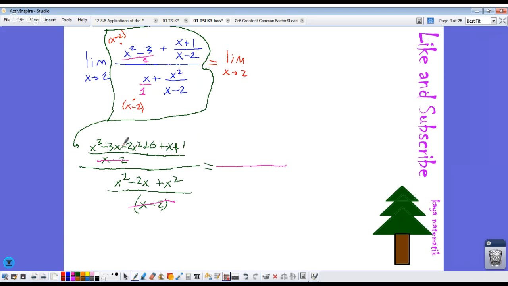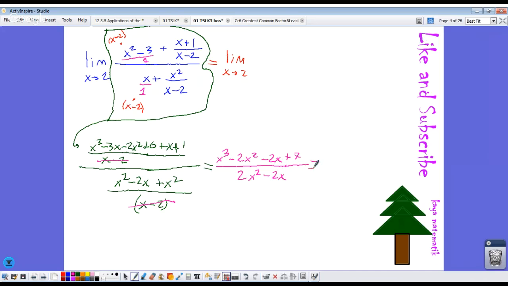So also at the same time, let's do the adding. There is x cubed minus 2x squared. The minus 3x plus x will be minus 2x, then plus 6 plus 1 will be plus 7. Is there a mistake in here? So what will happen in the denominator? There will be 2x squared, x squared plus x squared, 2x squared minus 2x.